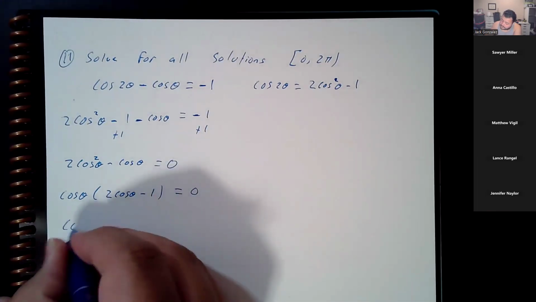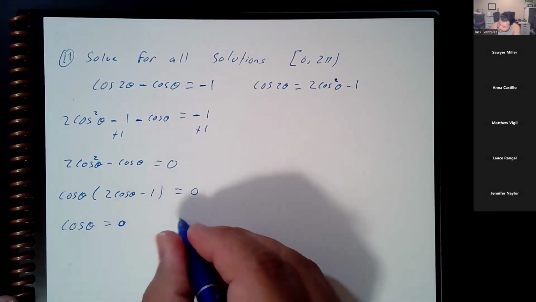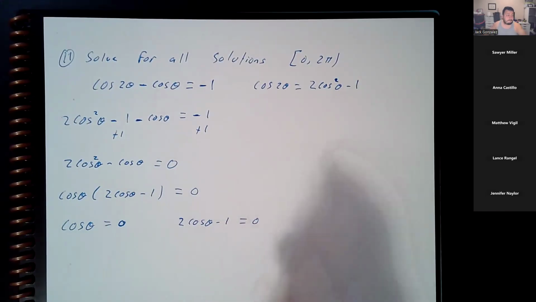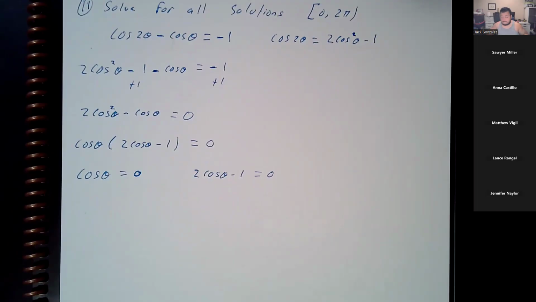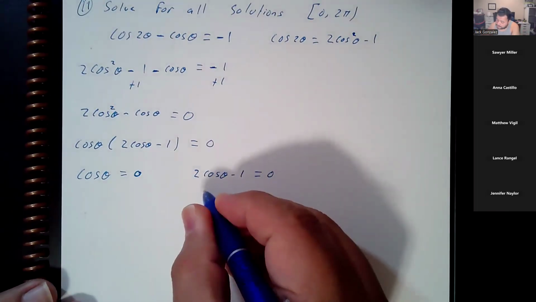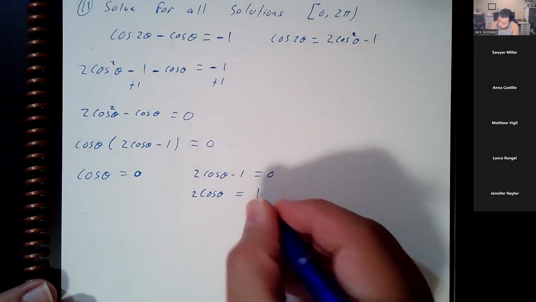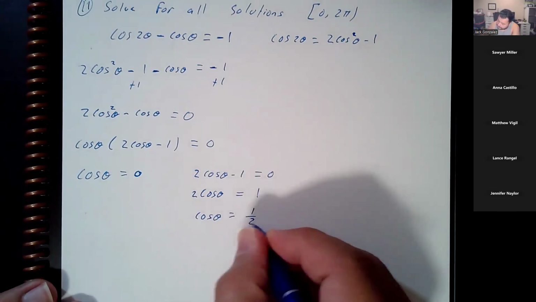Now, since it's equal to 0, we can do this. But you can only do this if it's equal to 0, right? Isolate your trig function. Add 1, divide by 2. We get to here.